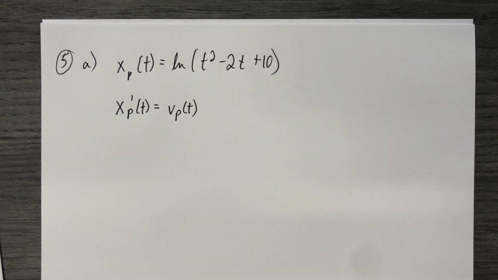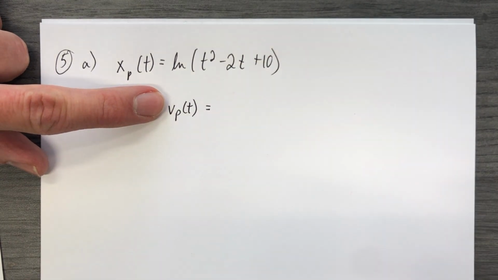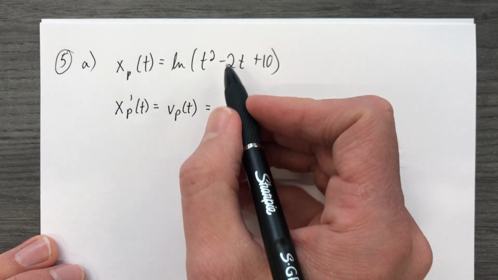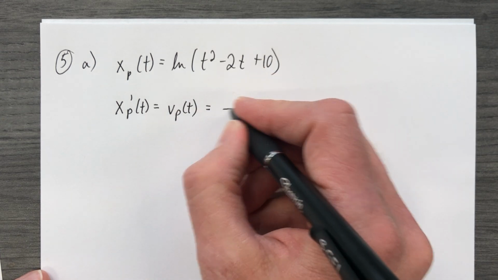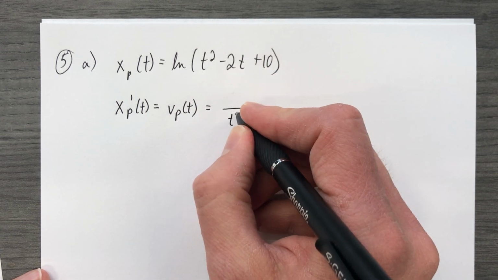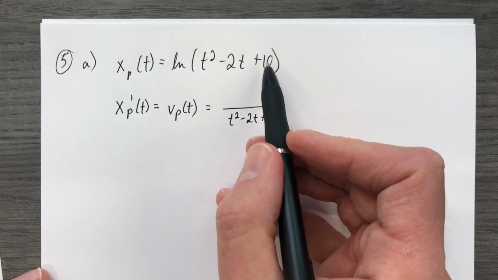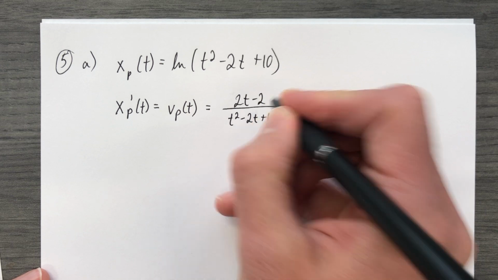Okay, so here's what you don't do. Don't start and say, oh, velocity is, and then take the derivative. You need to define the velocity as the derivative of that so that they know. Okay, this is going to involve the chain rule. Not going to write all the steps. The derivative of natural log is 1 over whatever you had. And then we'll multiply by the derivative of whatever you had, which would be 2t minus 2. 2t minus 2.